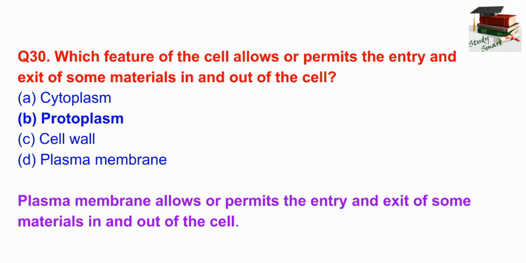Last question. Which feature of the cell allows or permits the entry and exit of some material in and out of the cell? Option A, cytoplasm. Option B, protoplasm. Option C, cell. Option D, plasma membrane. So right answer option B, protoplasm.